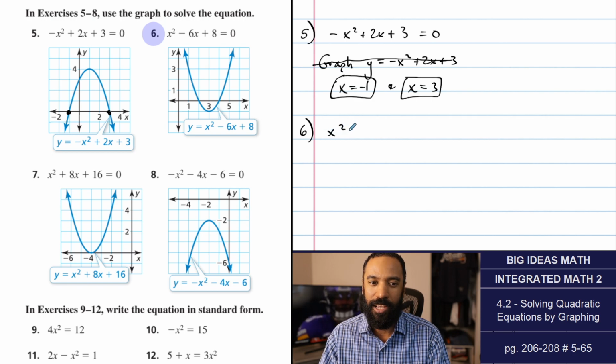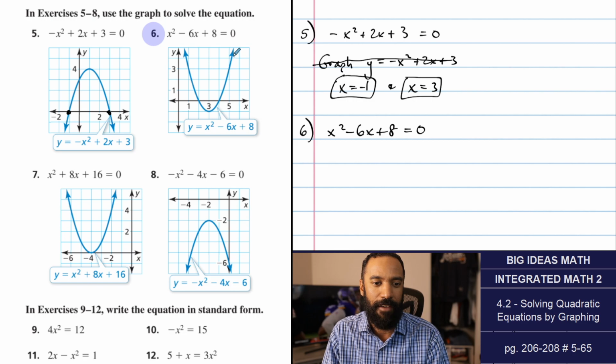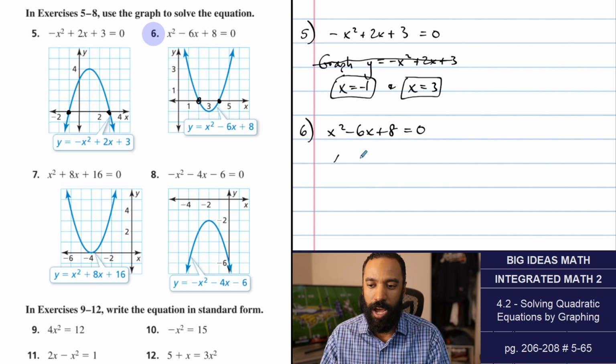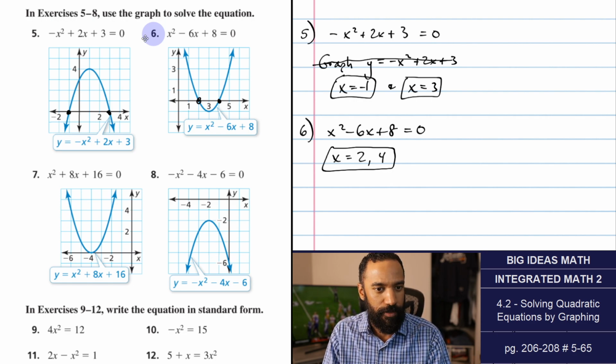Number 6, x squared minus 6x plus 8 equals 0. Here's that graph, and like I said, I'll be doing graphs later. Looks like they're crossing at x equals 2 and x equals 4. Those are the values of x that'll get you 0. I'll just put a comma. x equals 2 and 4. So just finding the x-intercepts.